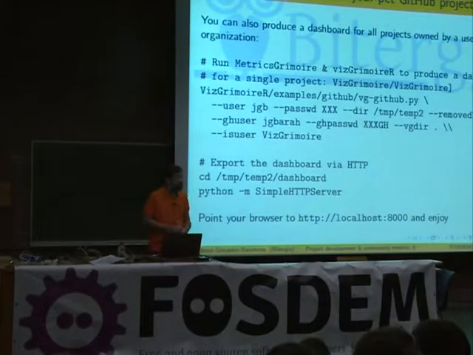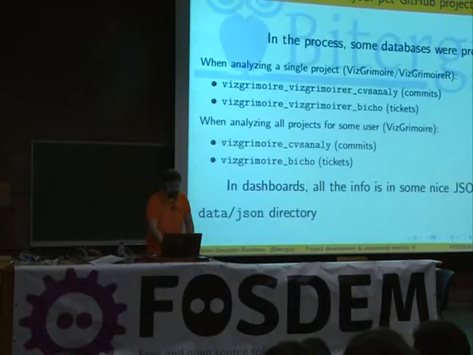So you can also produce dashboards for all the projects for a user or for an organization if you want. So yesterday I did it for Perl 6, for instance. So you go there, basically it's the same thing. The only thing that you have to specify around here is user. So that means that the name is not the name of a project, but the name of a user. And again, you export everything and you get the new dashboard with all the information, in this case for all the projects in the repositories.